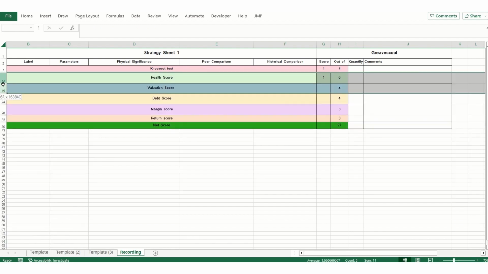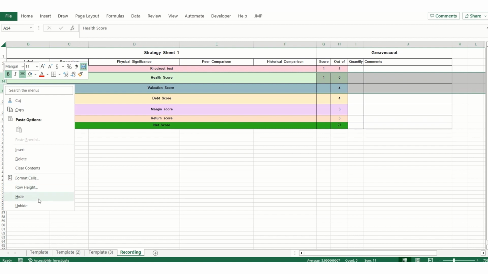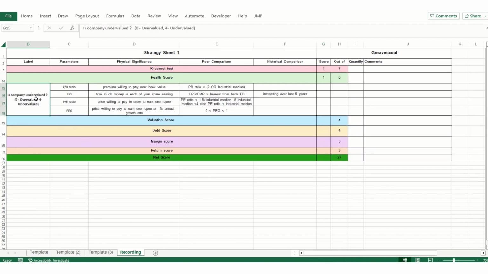Okay, so let's go here and hide this. So the valuation score: the question is, is the company undervalued? We are going to find out if your company is undervalued. By undervalued, it means the current stock price is way less than what it should be, and that is where the opportunity of growth lies for the investor, not for the company but for the investor, that the share price can rise if the company is good and undervalued.